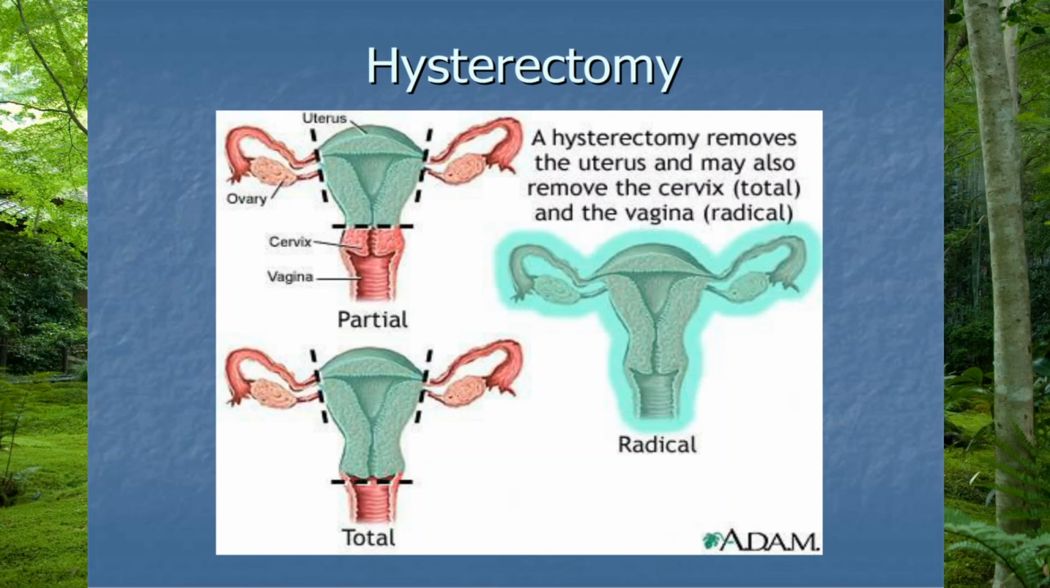Oftentimes when we do a radical hysterectomy, we also, of course, remove the ovaries, and the name for this is oophorectomy, surgical removal of the ovaries.